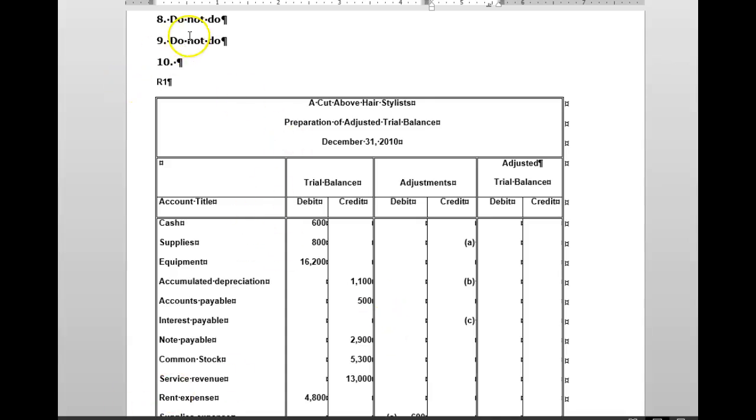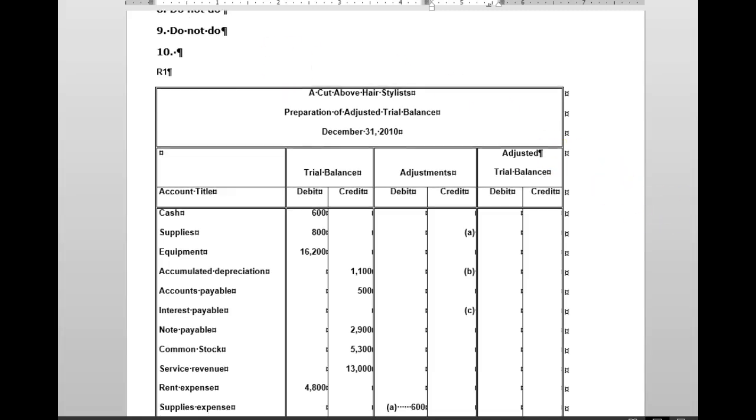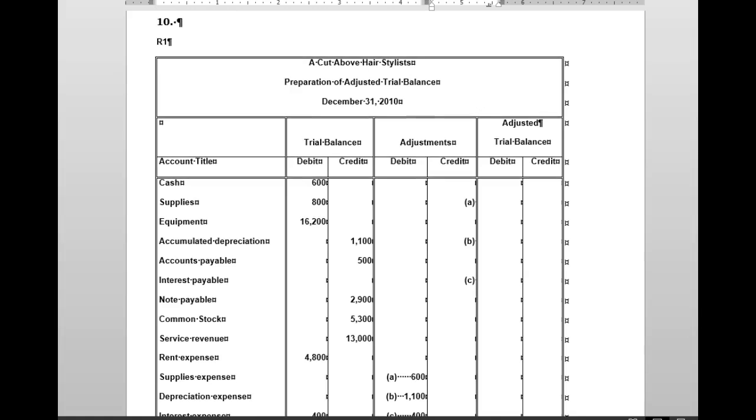Number 9. Now, we don't do 8 and 9, so you should be smiling on that. We're going to look at 10. And in 10, we begin worksheets. These are my favorite part of all of accounting. I can remember a long time ago I used to hate these things, but now I think they're wonderful.